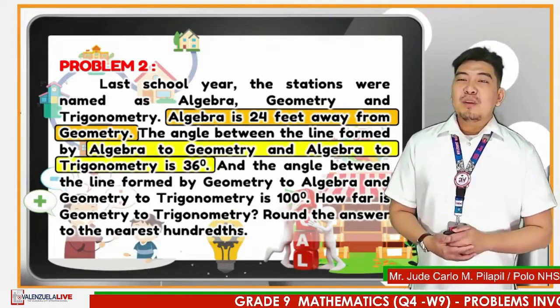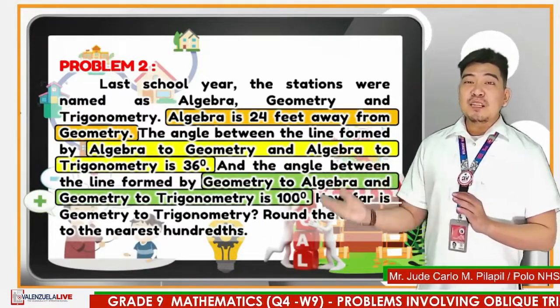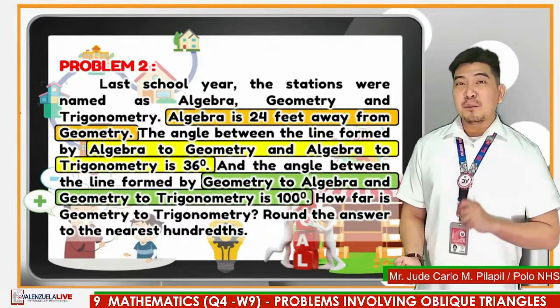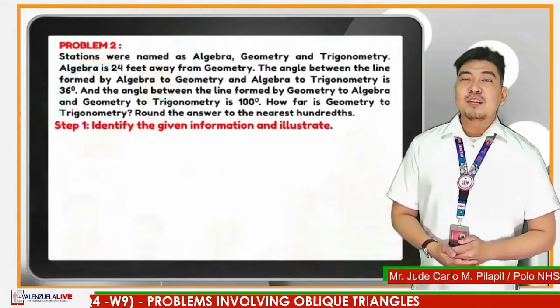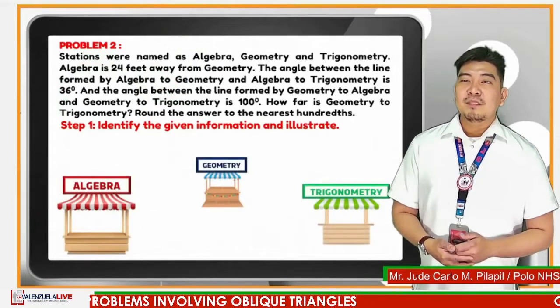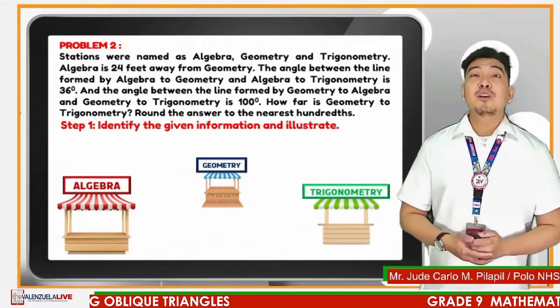Note that we have two angles given. Let us use this given information to illustrate the problem. We are given 3 learning stations. So we have stations algebra, geometry, and trigonometry.